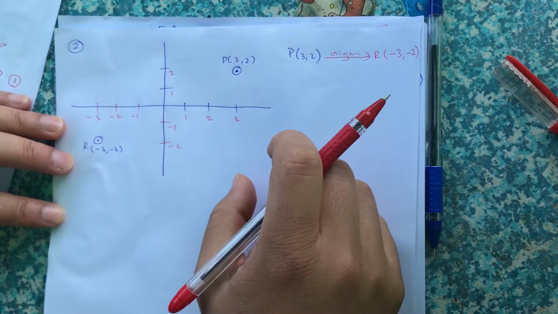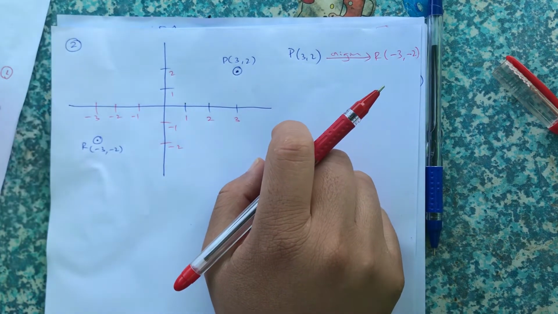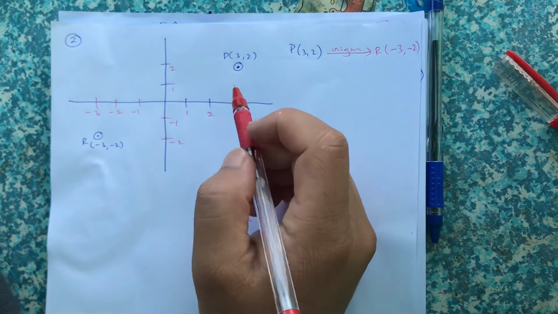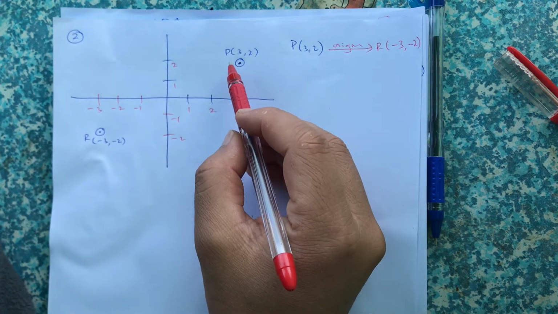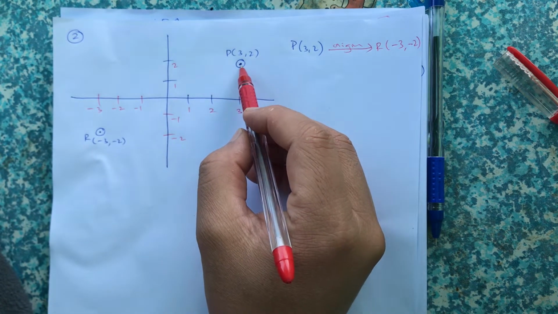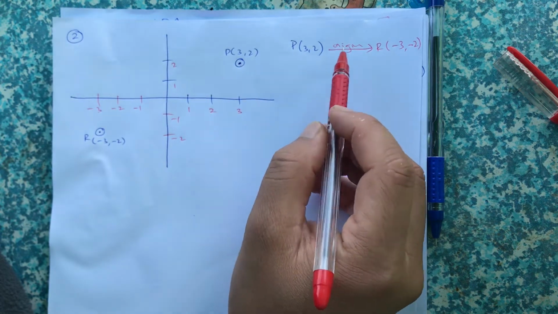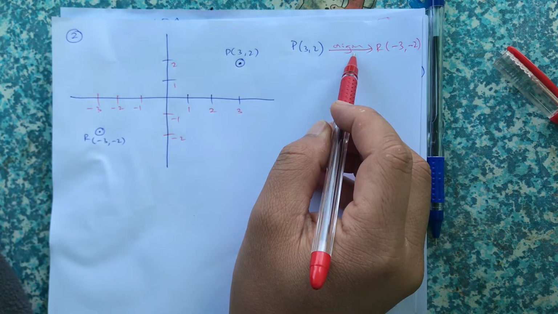Okay, now let's move on to question number 2. In question number 2, it says plot a point P that is 3 comma 2. So I've already plotted P that is 3 comma 2, and it says this point you'll have to reflect on the origin, and then you have to name it as R.